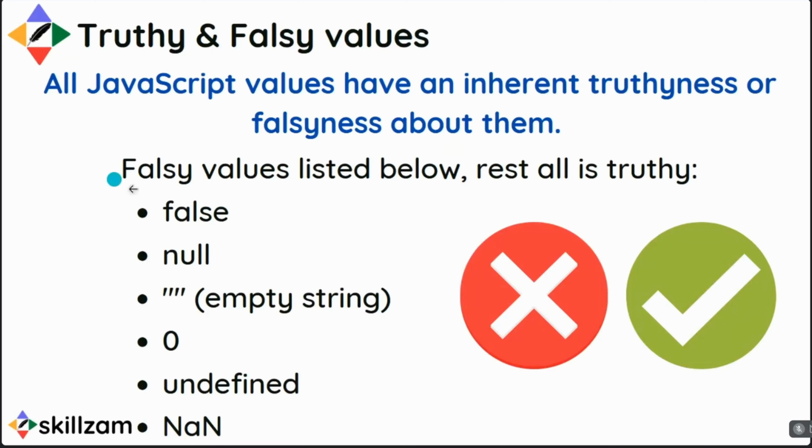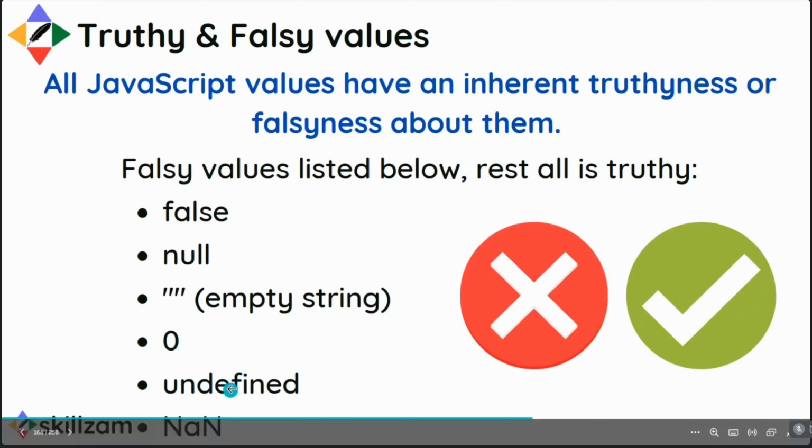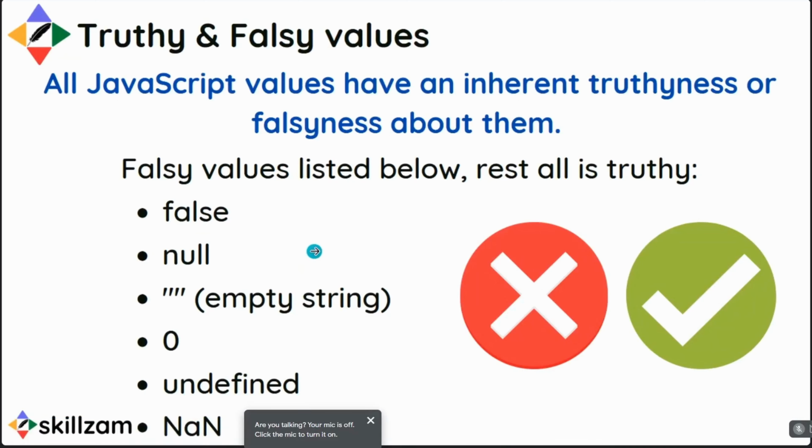What it means is, the falsy values are the ones listed below, and the rest will all be truthy. When the value is false, it will be false. When the value is null, it will still return false. When the value is empty, it will still return false. If the value is 0, it will return false. If the value is undefined, it will return false for that variable.